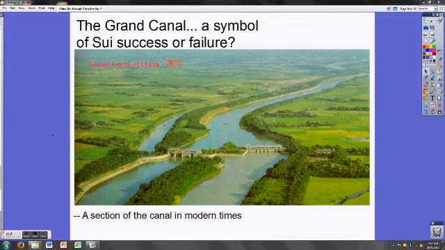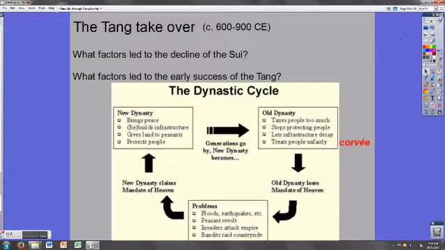So this is actually a really interesting case study looking here at the Grand Canal. Where do we categorize it if we're going to put it someplace in the dynastic cycle? Is it something that goes with rebuilding and enhancing infrastructure? Is it something that goes with treating people unfairly? It's tough to say. What I can say with some certainty, though, is that many historians use the Grand Canal as a symbol of decline and failure for the Sui, and they place it over here under the treating people unfairly subsection of the old dynasty.